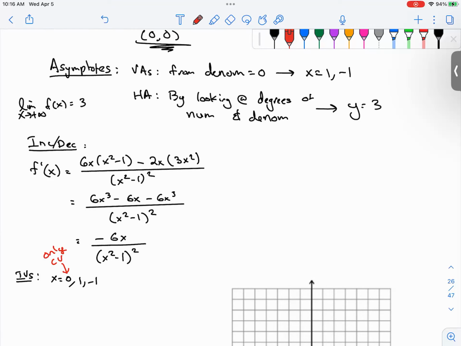But 0 is the only critical value, because f of 1 and f of -1 do not exist. They're not in the domain. But they will play a role in whether the function is increasing or decreasing. And that's why we find them. So let's make our sign chart. F prime. Here's -1. Here's 0. Here's 1.